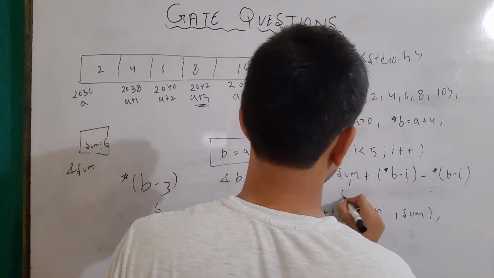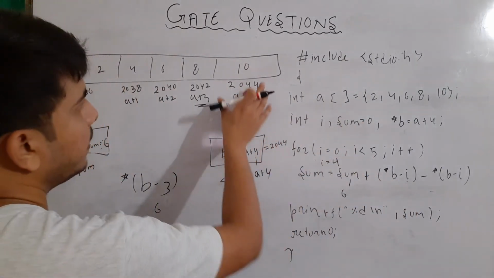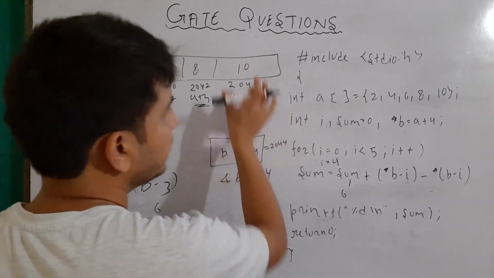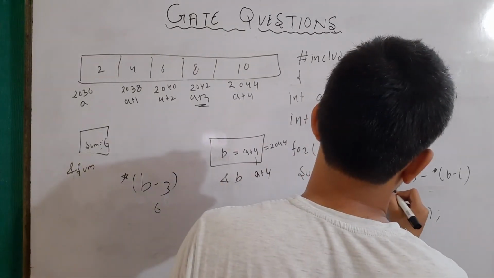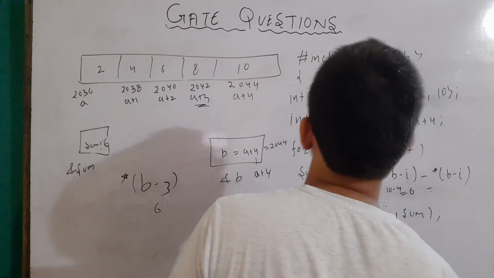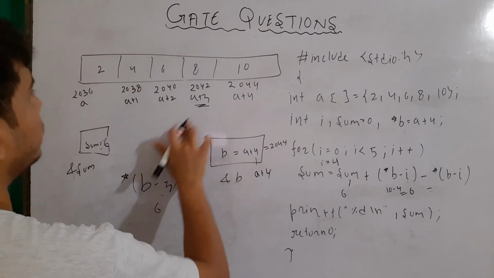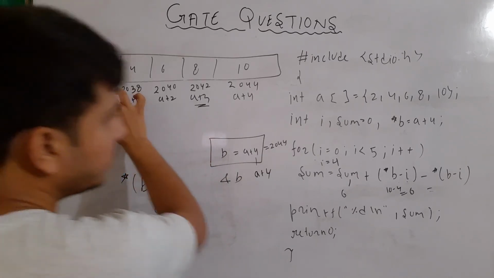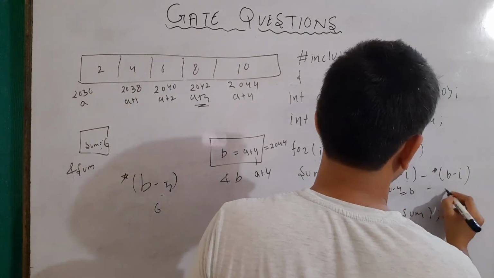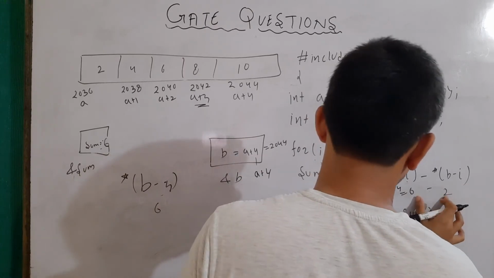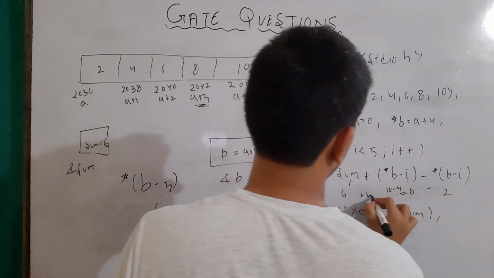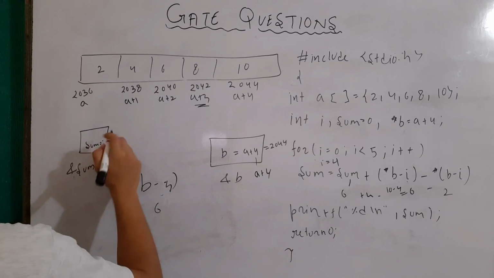Then there will be another iteration for, let's say, I equals 4, right? Sum is currently 6, and now asterisk b minus I, which means 10 minus 4, it will give me 6, and then b minus I, which means b minus 4, it means 1, 2, 3, 4, basically in this location. So this will be 2 here, right? So 6 minus 2 is 4, and 6 plus 4 is 10. So sum will become finally 10.